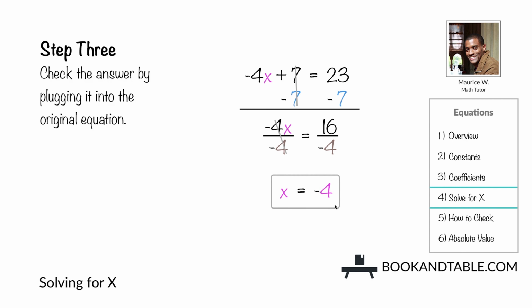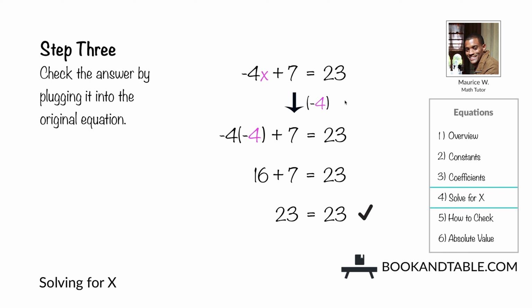Now if we'd like to check this answer, we do so by plugging it back into the original equation. Negative 4x plus 7 is equal to 23. When we do that, we wind up with negative 4 times negative 4. Since this has the same value as x, we replace it. Negative 4 times negative 4 would be positive 16. Plus 7 would give us 23.